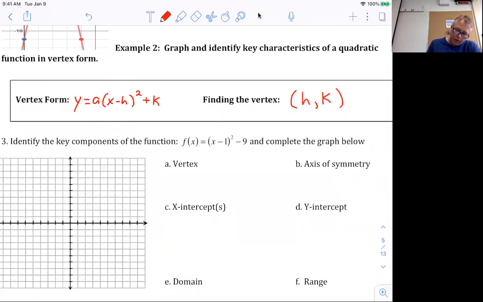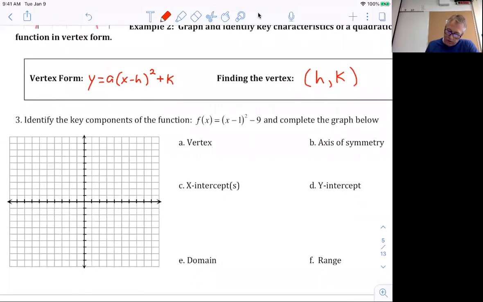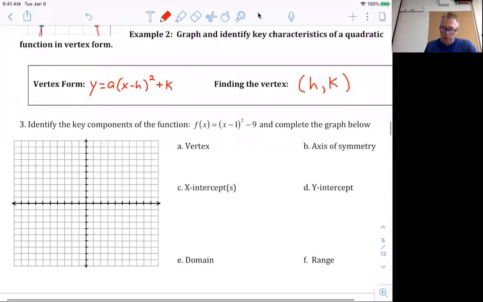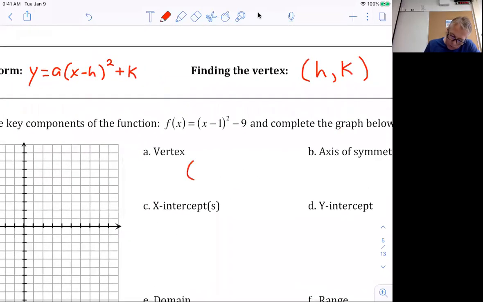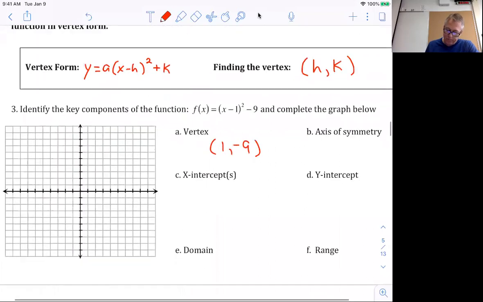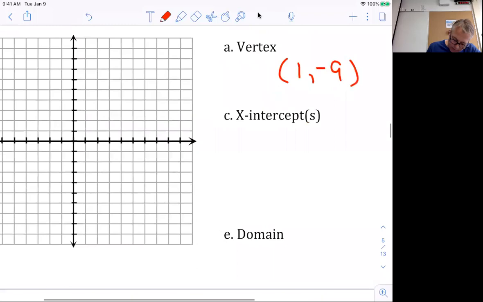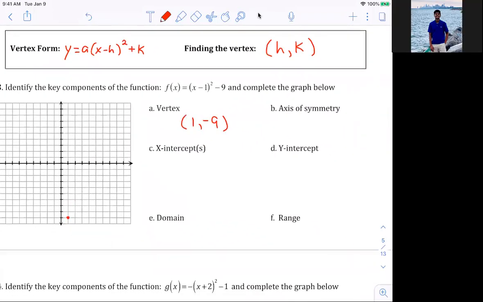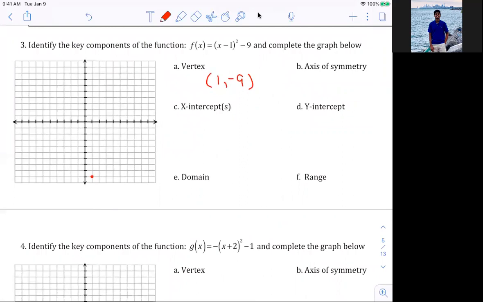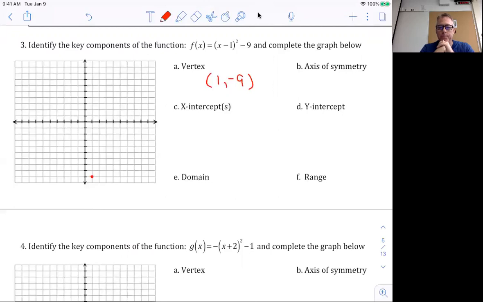The x value comes from here. The y value comes from here. So looking at this problem number 3, our vertex is at (1, -9). So let me graph that point while we're talking here, so I don't forget. So I'm going to go to (1, -9). Is this like how we did last unit where we had to graph it with what we got? Right, from given information. Yep. So we have a vertex at (1, -9).